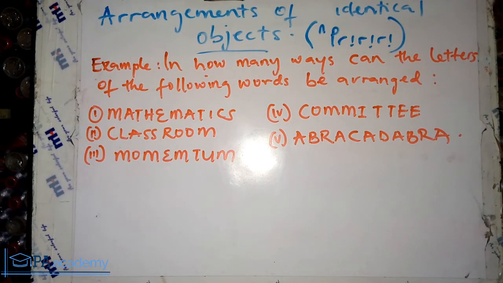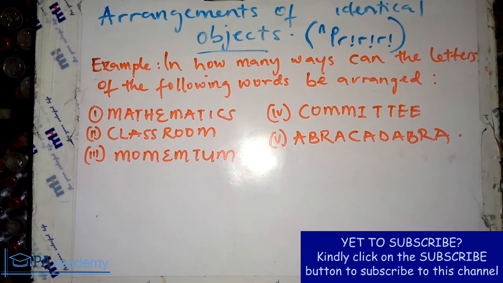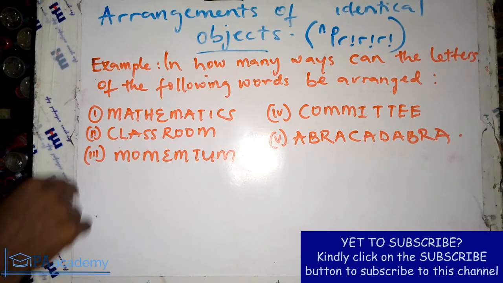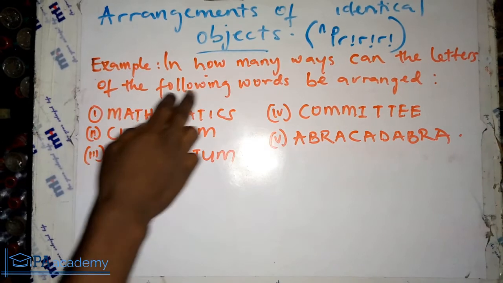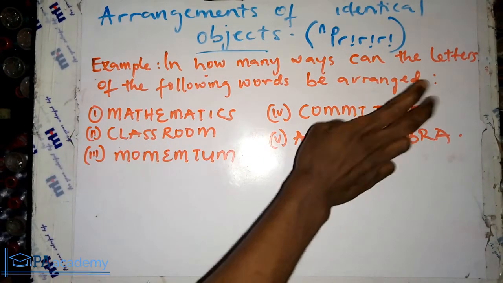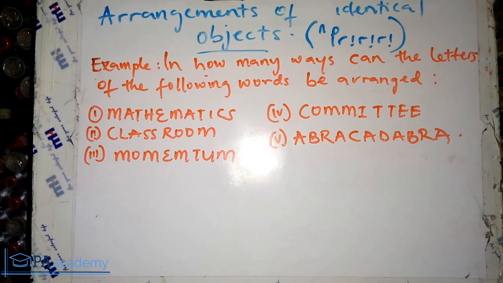So right now we are dealing with arrangement of identical objects. In the previous part of this video we dealt with arrangements of unidentical objects. Now we are dealing with identical objects, and this is the example. In how many ways can the letters of the following word be arranged? We have mathematics, classroom, momentum, committee, abracadabra. So how many ways can we arrange the letters of this word?